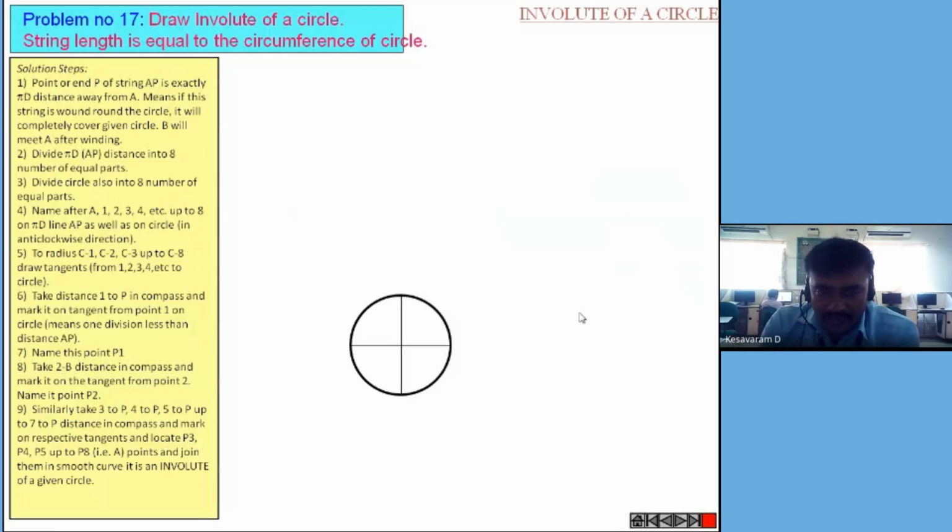Again, tilt your horizontal scale to 45 degrees. Set your mini drafter for 45-degree inclination. Now your horizontal scale will give 45-degree inclination.